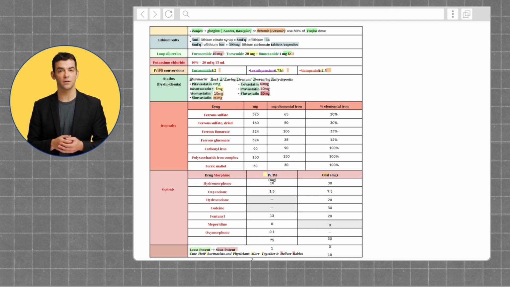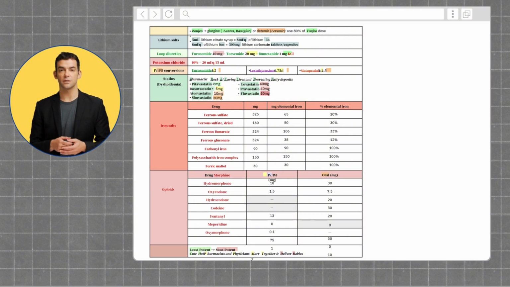When converting from IV to PO for medications, here are the conversion ratios. For furosemide, it is 1 to 2. For levothyroxine, it is 0.75 to 1. For metoprolol, it is 1 to 2.5.